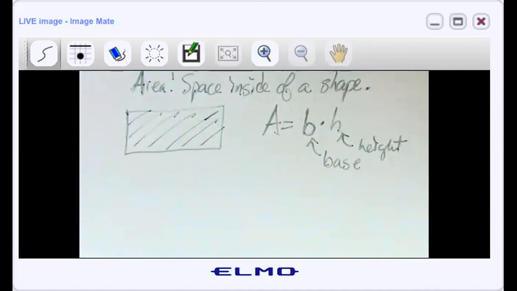Now, who's the base and who's the height? It actually really doesn't matter, as long as those two numbers, the base and the height, are perpendicular to each other.